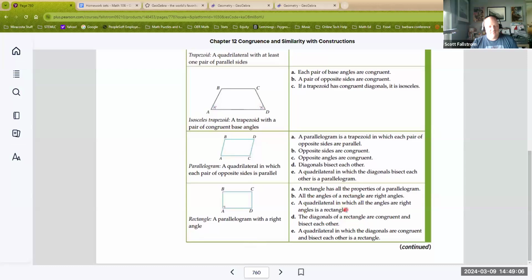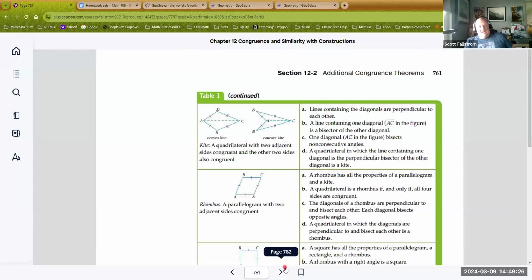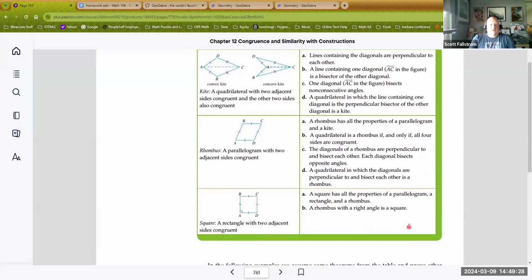Okay, down here, notice you will see some beautiful pieces like a rectangle, which by definition is a parallelogram with a right angle, which means it has all the properties of a parallelogram. So for a rectangle, opposite sides are congruent. Opposite angles are congruent. All of those are still true. And lastly, you get a few more on the next page about a kite, a rhombus, and a square.